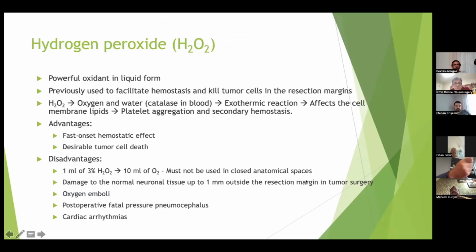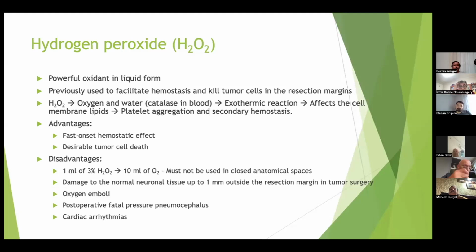Now, other agents which are used include hydrogen peroxide. Hydrogen peroxide is a powerful oxidant in liquid form, and it was previously used to facilitate hemostasis and kill tumor cells in the resection margins. Once hydrogen peroxide is applied to blood or a blood-containing area, it releases oxygen and water due to the catalase present in blood. This results in an exothermic reaction and affects cell membrane lipids, leading to platelet aggregation and secondary hemostasis.